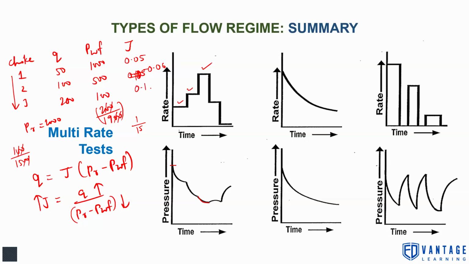That is 0.105. So just tell me which case is beneficial for us. Which is giving us more J? That is important. The third one is giving us more J, or the more productivity index. So that will be chosen as the best choke size for this well, because it is giving me a higher rate at a good, acceptable drawdown. That is important. But of course, we need to look at economics, and we need to see for how much time it will sustain. That is also important.